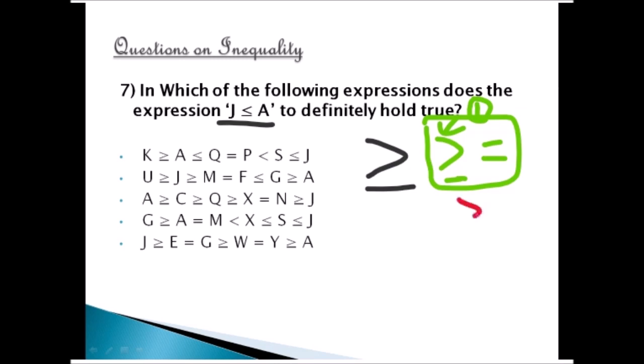But this symbol is not valid. So if in the conclusion part this symbol is given, then these 2, greater than or equal to and equal to, are valid, and a minimum of 1 greater than should be there, or 1 less than should be there. But greater than or equal to is not valid if in my conclusion greater than or equal to or less than or equal to are there.